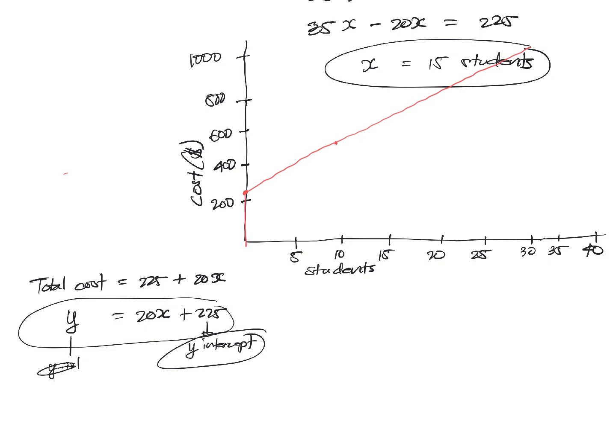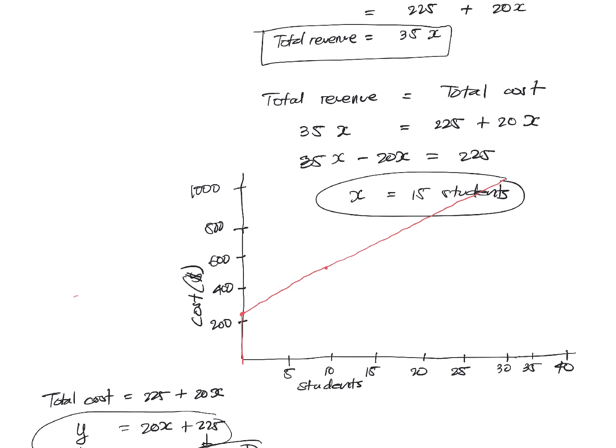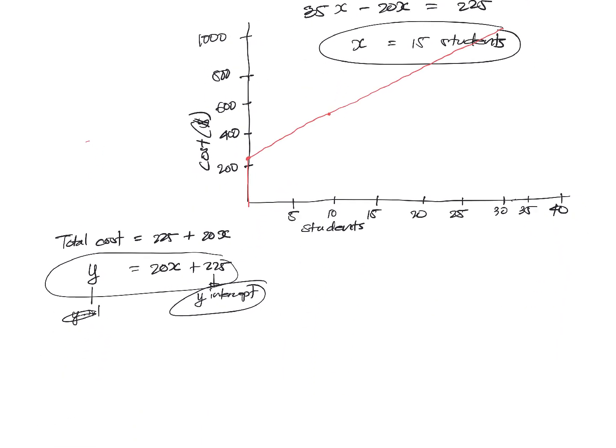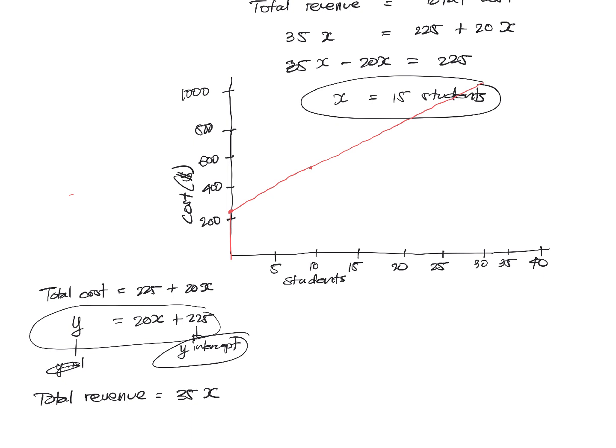So the total revenue, on the other hand, the total revenue is 35x. So let's write the total revenue here. It is 35x. Okay, so the total revenue, we will then plot that one. So at 35 times 10 is 350, but that starts at 0, so we could plot this line there.